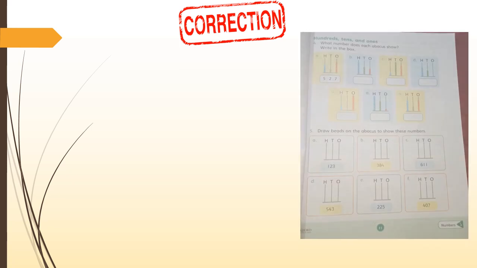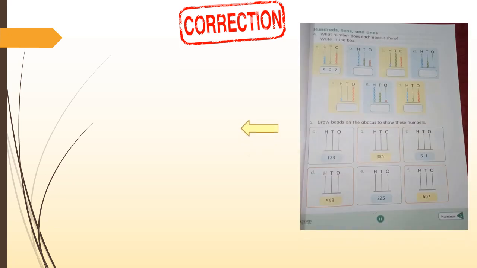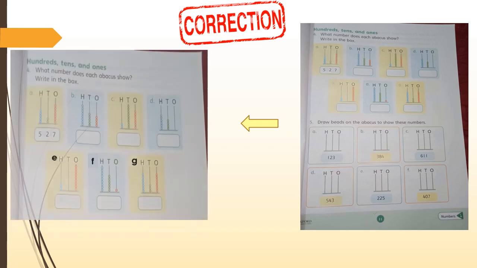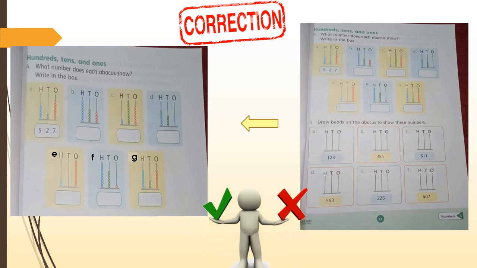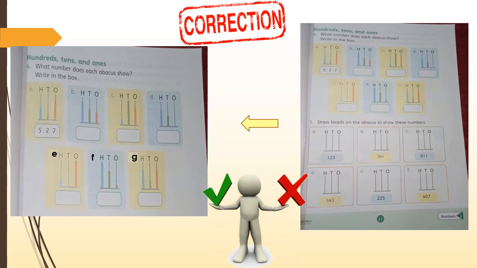Here we have some mistakes on page number 11. In question number 4, you can see all the parts after D are marked as A. So I have marked these questions as E, F and G. I suggest you to do the same.